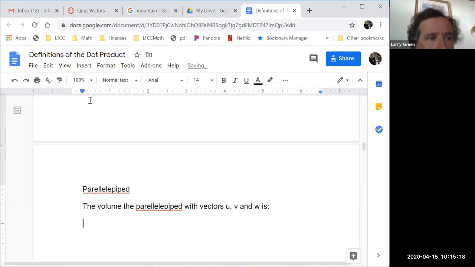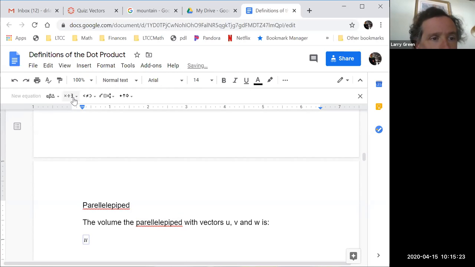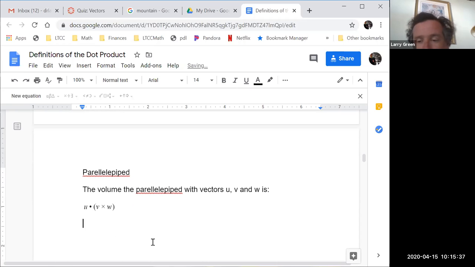U dotted with V cross W. So what's cool about this is it puts everything together, dot product and cross product. And that gives you the volume of the parallelepiped with vectors U, V, and W. So think about a rectangular solid. You need to know up, down, left, right, and forward, backwards. Well, here you have to know the same thing, but now they may not be right angles. So they're just random 3 vectors. And that's how you find the volume.